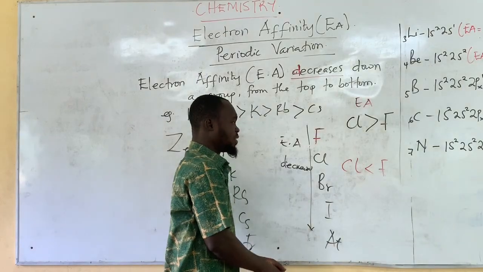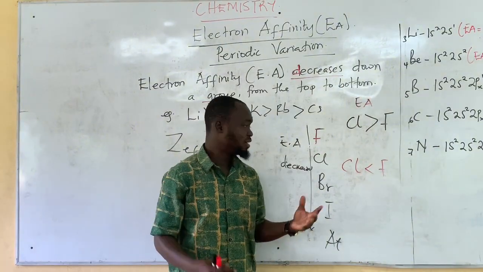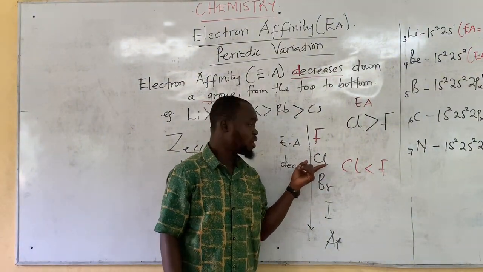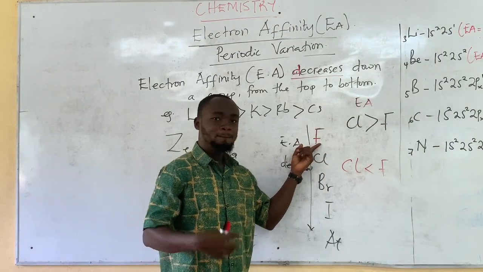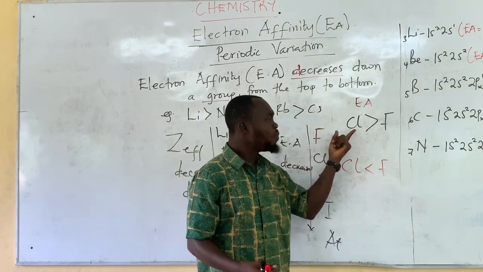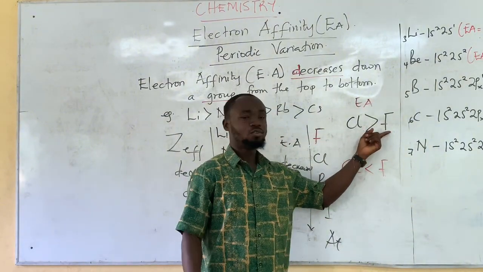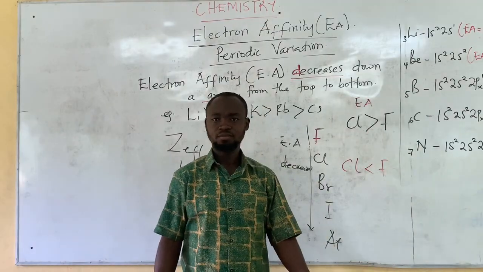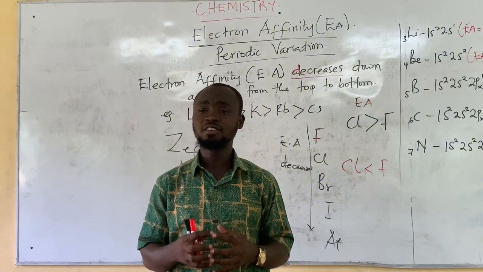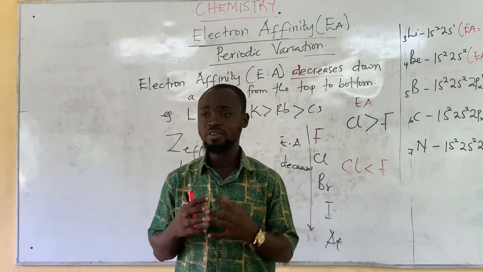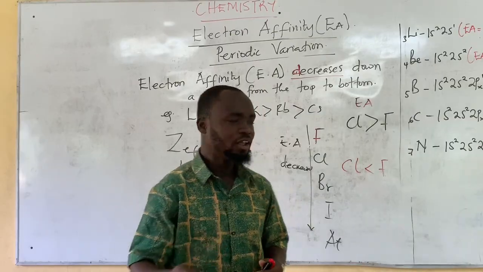So since it is decreasing, the affinity of fluorine is expected to be that of what? Higher than that of chlorine. So we expect chlorine to have a lower electron affinity than fluorine. But chlorine rather has a higher electron affinity than fluorine. And what is the reason? Is that okay? One thing that can cause electron affinity to decrease or increase is electron repulsion. Is that okay? Now let's explain this more.